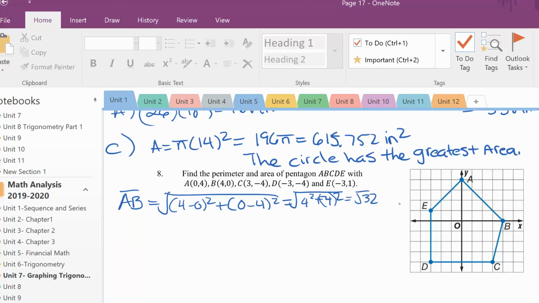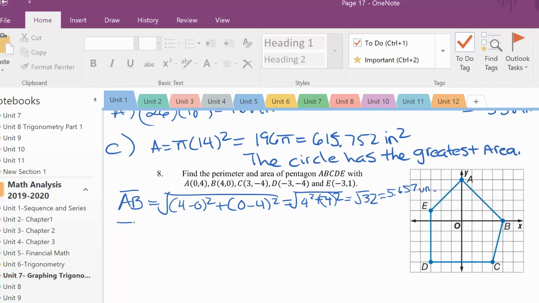the square root of 32 comes out to 5.657. So that's the first one. And it's just units, sorry, because it doesn't tell us. It's just units.